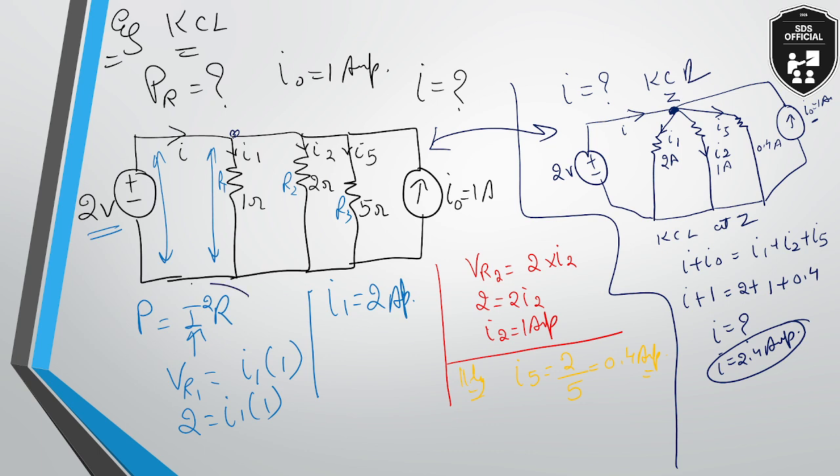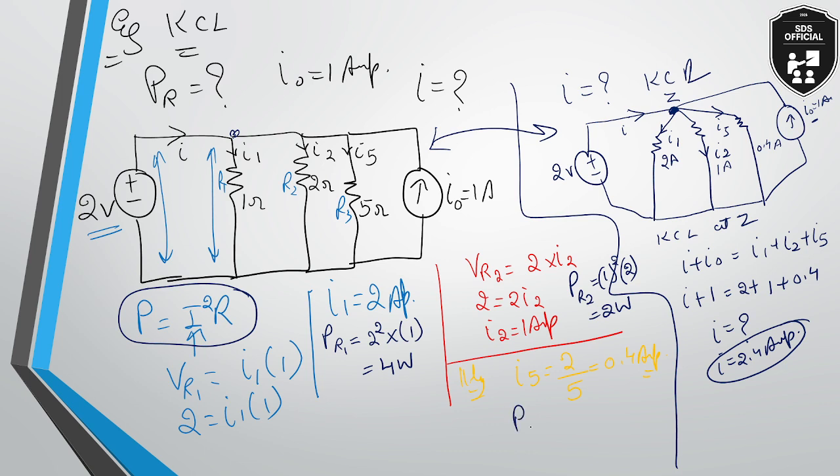And now what is left? You have to calculate power in each resistor. Power in resistor R1 is I square R, 2 square into R. What is R? 1. So it will be 4 watts. Power consumed by resistor R1 is 4 watts. Similarly, power consumed by resistor R2 is I square R, 1 square into R. What is the value of R here? 2 ohms. So it is 2 watts. Is that clear?